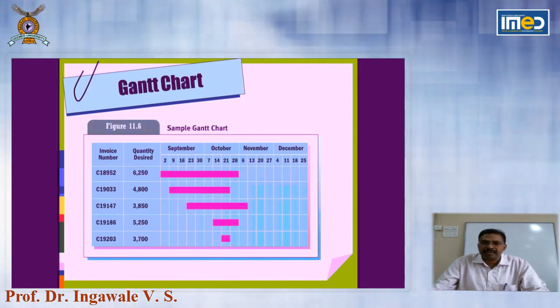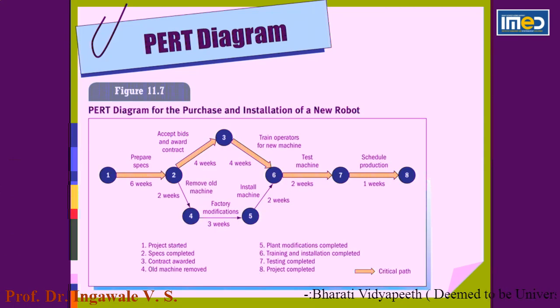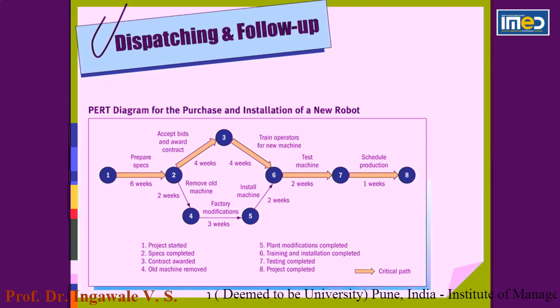Then next, follow-up. Various charts are used in production planning and control processes, like the Gantt chart. This Gantt chart will show how many days. This is one of the scheduling devices. So you may arrange those dates and plan in advance, and give the schedule. Then the PERT diagram also is used. PERT is program evaluation and review technique. So this may be utilized.